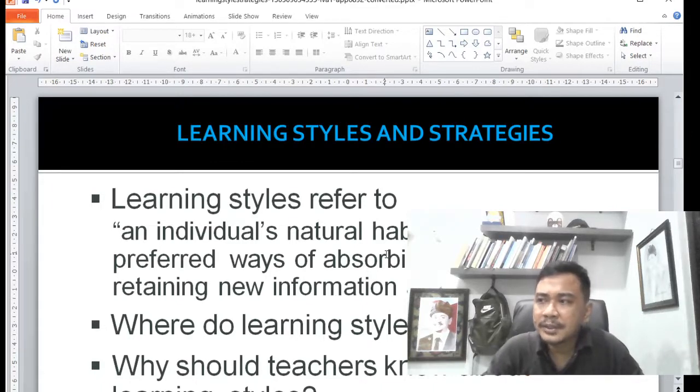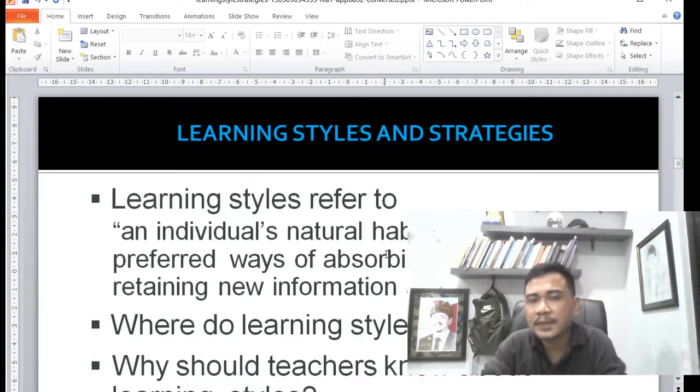Another example: what is your common ritual? I mean, not a traditional ritual, but your own ritual after getting up from your bed. What is the first thing you do, the next thing you do, and so on and so forth. That is part of habit. Learning is also something like that, the way you absorb.